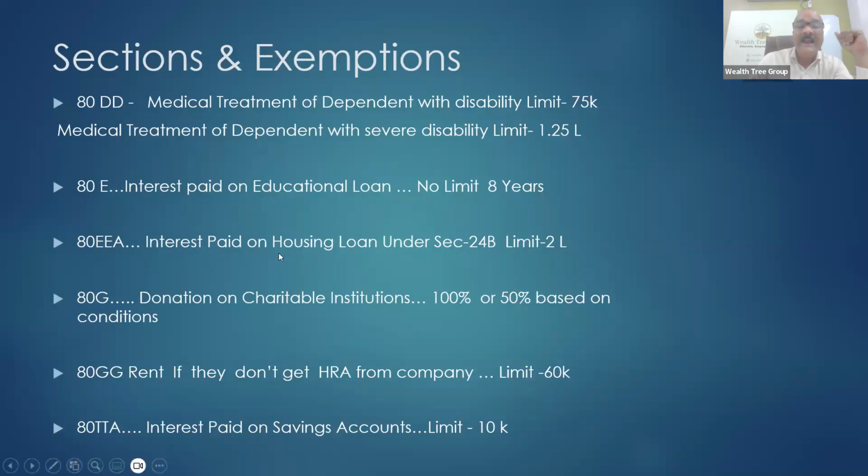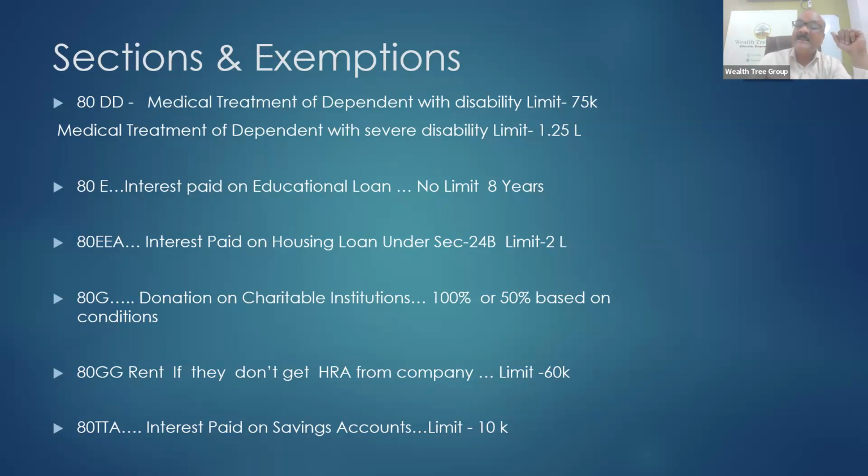And 80EA, interest paid on housing loan, under section 24B, limit 2 lakhs. That means if you are owning a house, it is eligible for only one house. If you are paying interest on your housing loan, you are allowed to get almost 2 lakhs, whatever interest component is there for that housing loan. Up to 2 lakhs, you can get exemption under this section.